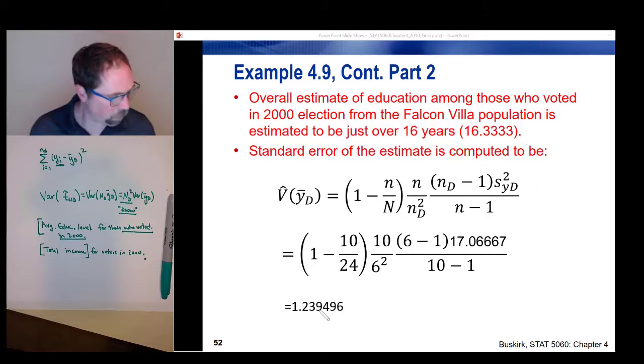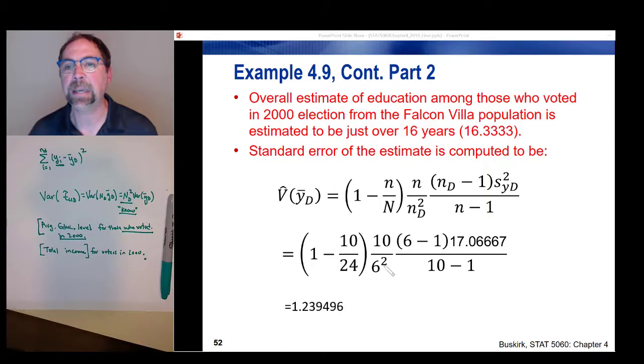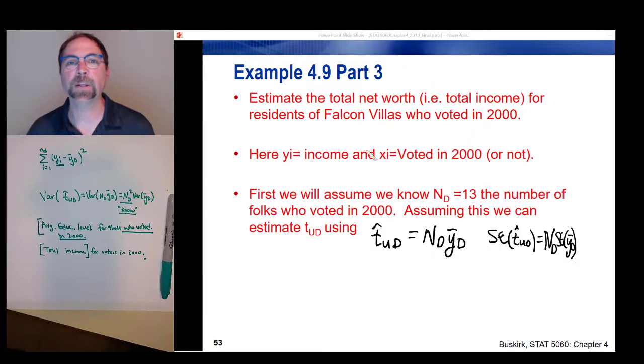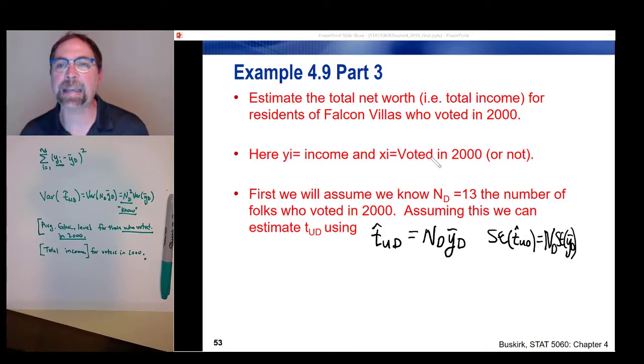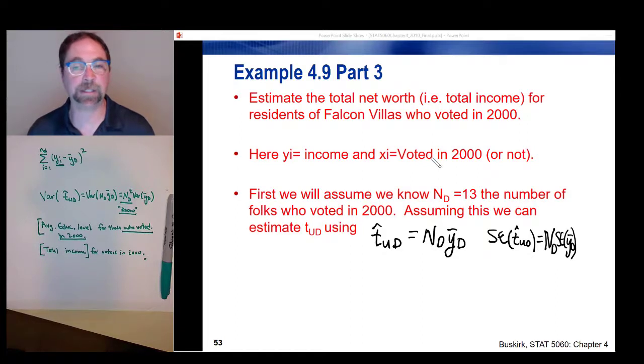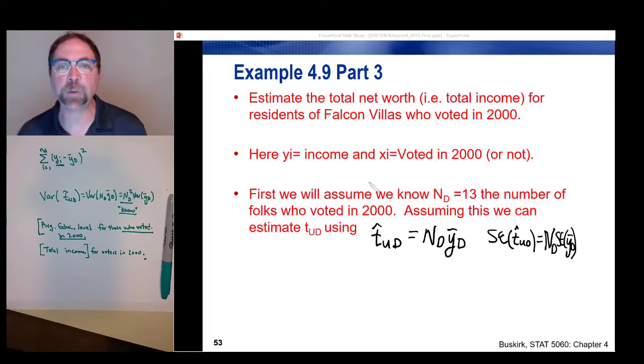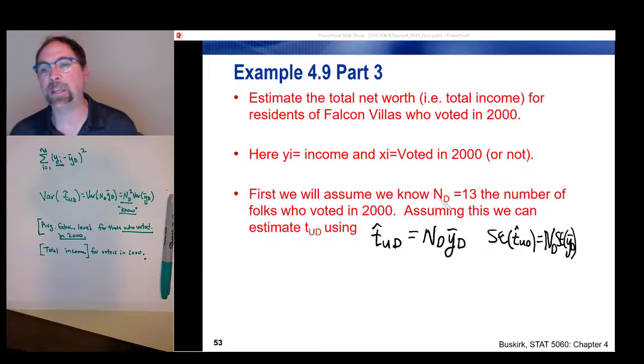Now let's continue with the estimated total income for all of the people who voted in 2000. So we want to estimate the total net worth. Here, yi is the income variable. Xi is whether or not you voted in the 2000 election, which was just like we had before. And first, we're going to assume that we know this n sub d because we're going to use our y bar d that we've already computed. The number of folks is the number of folks who voted in the 2000 election from the population.